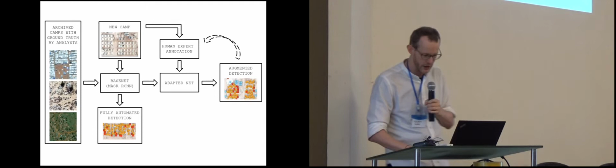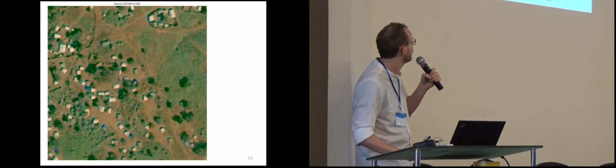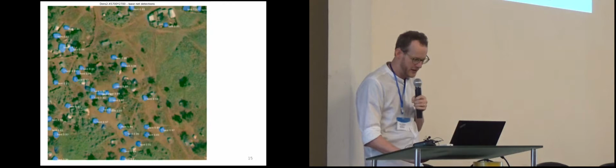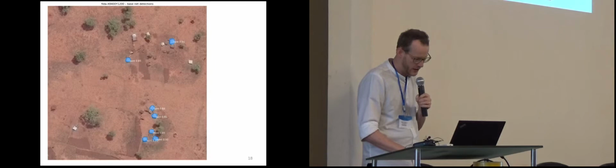And what that looks like is, here's some imagery, and here's a detection, which I showed you an example of before, and here, when you use the augmented net, you find a bunch of other stuff. Here's another example: the base net, and then we find the missing ones with the augmented net.